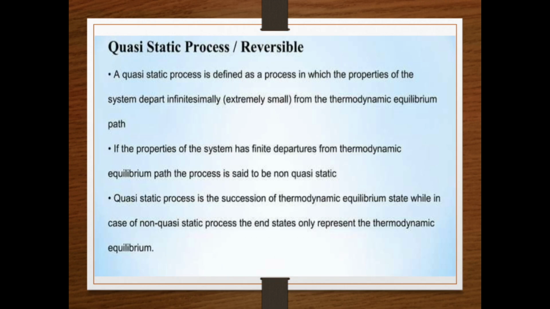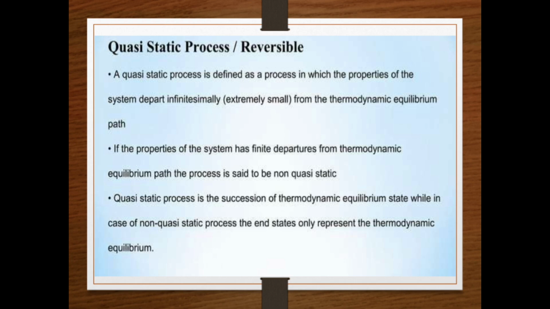Next, quasi-static process or reversible process. Quasi-static process is defined as a process in which the properties of the system depart infinitesimally from the thermodynamic equilibrium path.